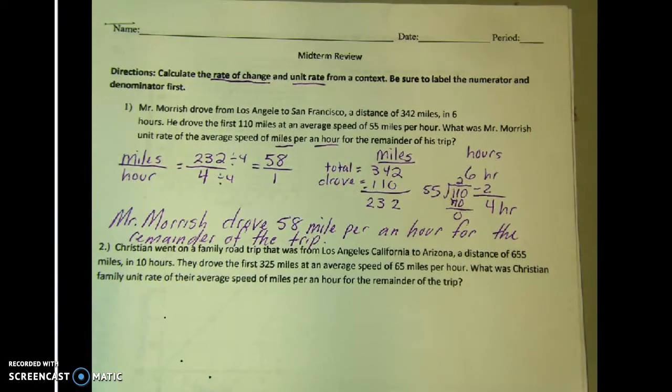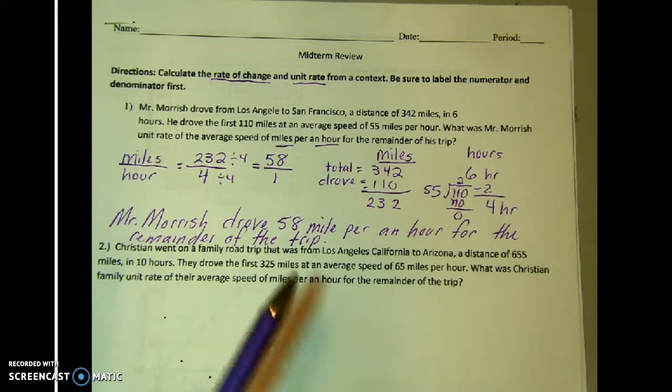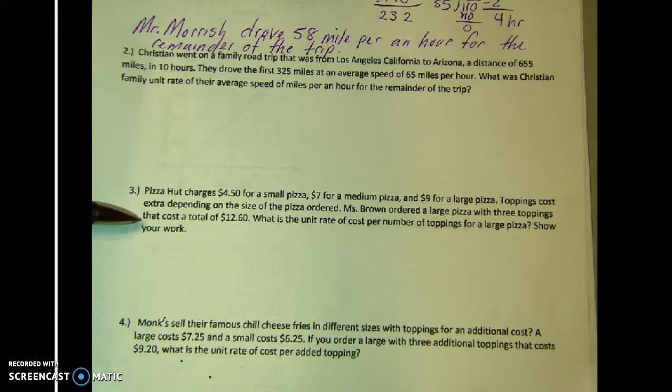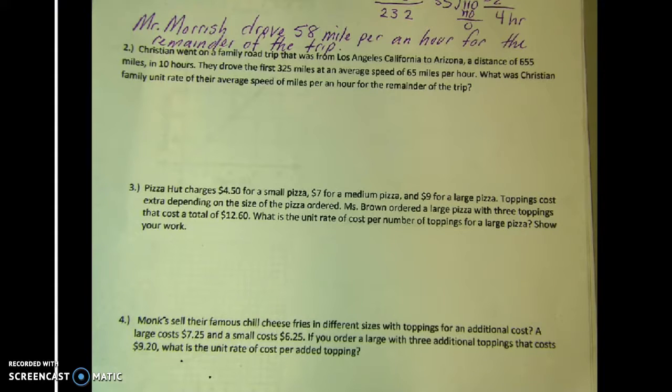I want you to go ahead at your table. You're going to work out number 2. It's very similar to Mr. Morris. You're going to read about a Christian family road trip and figure out the same thing you did here. For number 3 and 4, you have a similar one. If you go into your reference book for the teacher example, you're talking about Bella's Pizza Shop. In this case, it's Pizza Hut. You can use that as a reference. I want you to make sure you go back to that text and look at it.